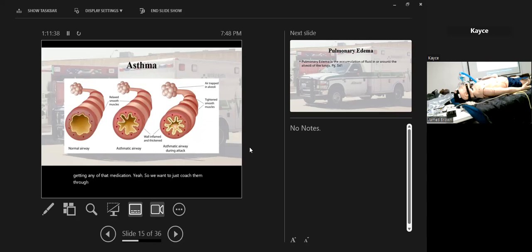How do you think we coach them through it? Deep breath? Yeah. So we're going to get into that when we talk about prescribed inhaler here in a minute.